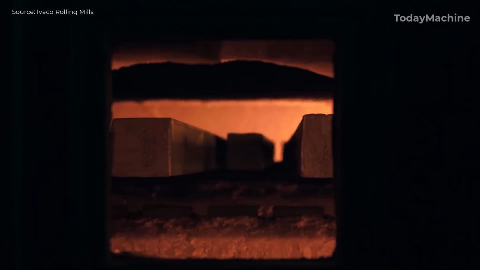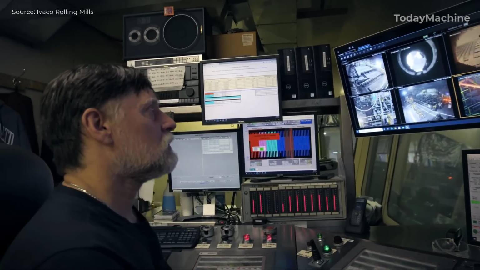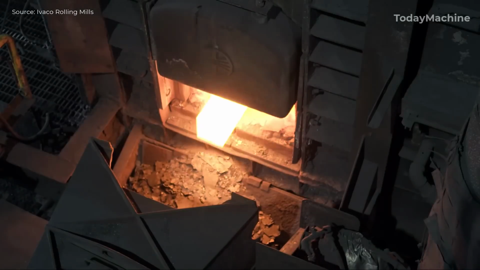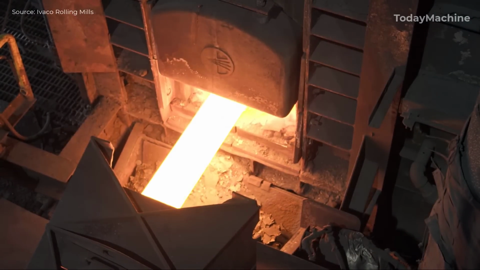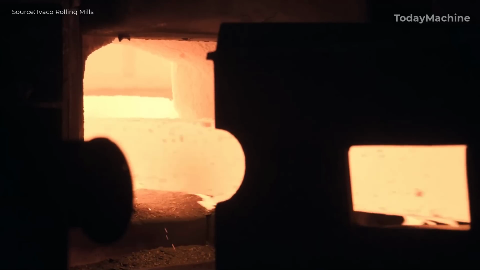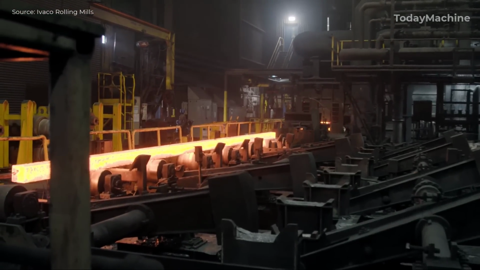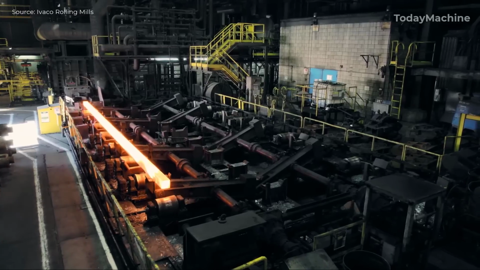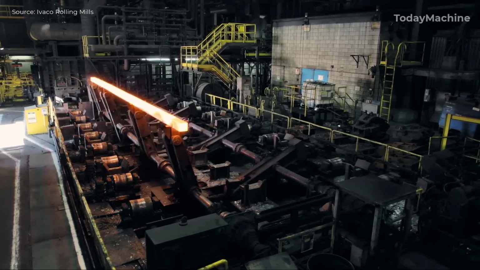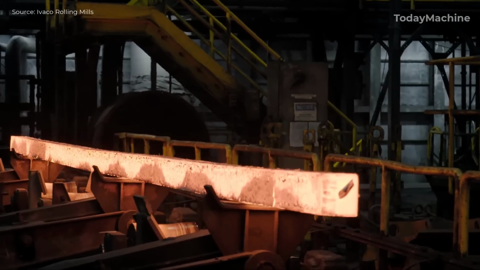In the rolling mill, the billets are reheated to approximately 1,150 degrees Celsius in a walking beam reheat furnace. This step ensures that the billets are uniformly heated throughout, preparing them for the reduction process. The reheated billets are then passed through the breakdown mill, where they are reduced in size and shaped into long, round bars.